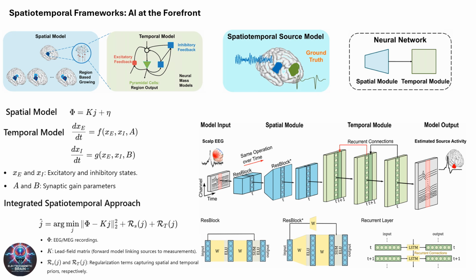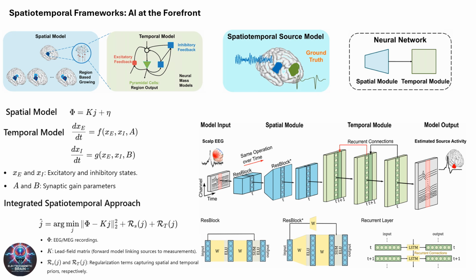Spatiotemporal AI frameworks bypass the need for explicit regularization by implicitly learning spatial and temporal priors from large-scale synthetic training data. These data, generated by realistic biophysical models, capture the complex dynamics, enabling the deep learning framework to generalize well across different datasets and conditions. By combining spatial modules, such as ResNet blocks for processing EEG/MEG scalp distributions, with temporal modules, such as LSTM layers for capturing temporal dynamics, these methods achieve a higher resolution than conventional techniques.